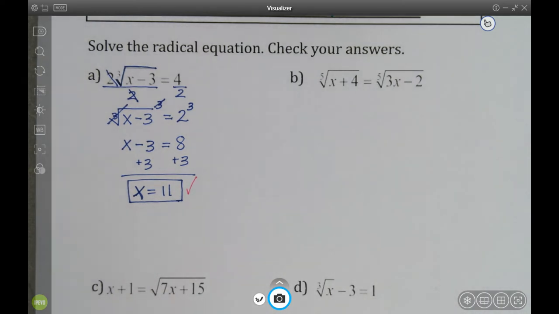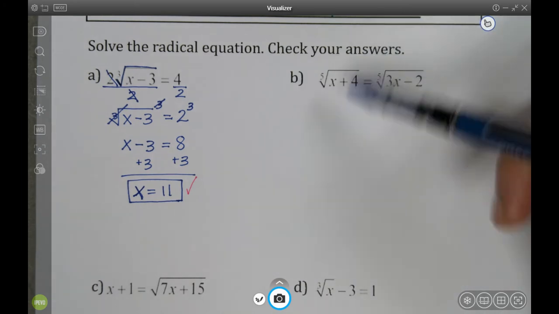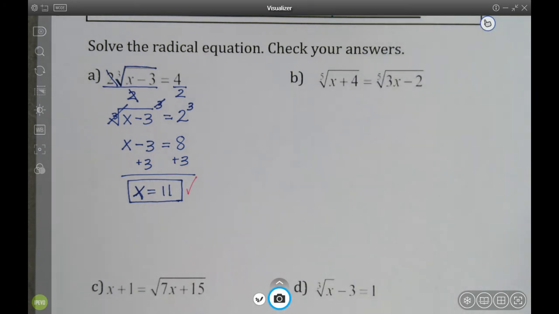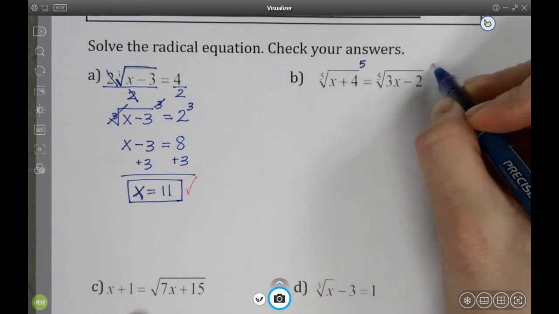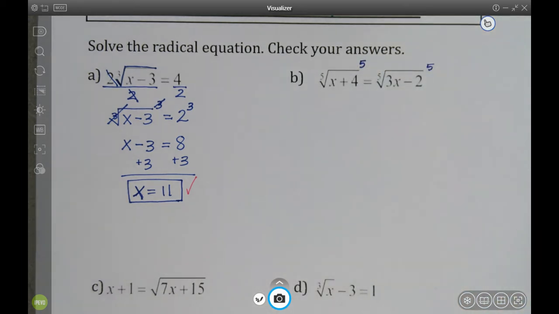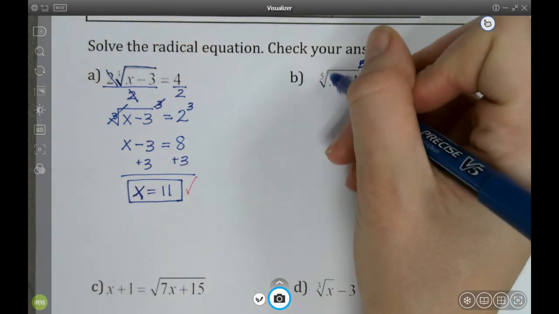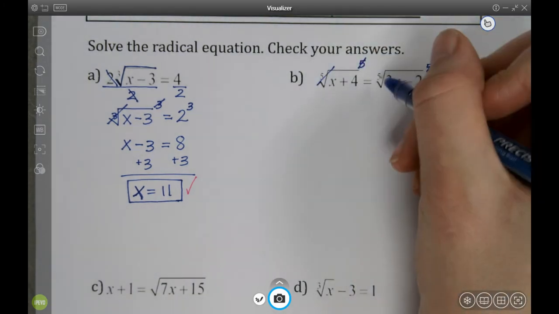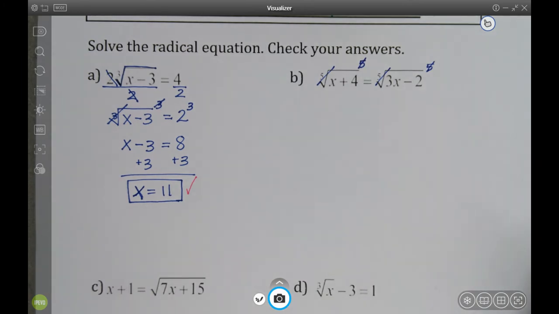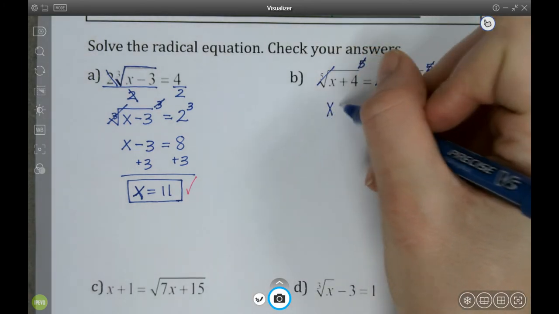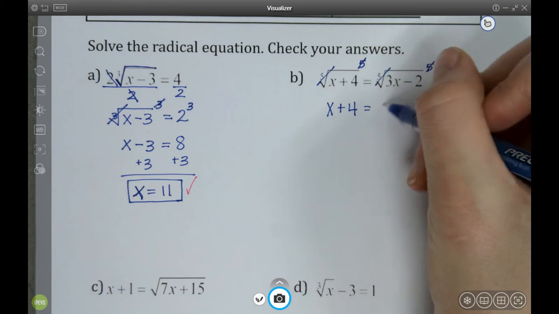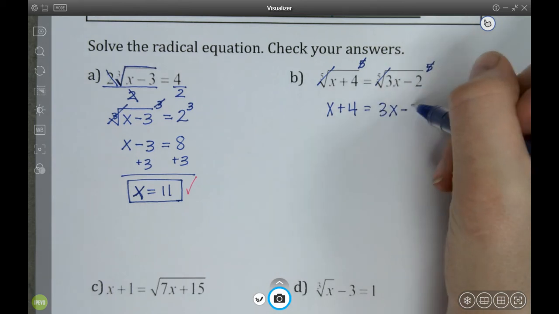I'll show you what's going to happen on part C, but for right here, we're going to do this one. All right? So what do I do? Raise it to the 5th power on both sides of the equation because my radicals are already by themselves. So the 5th and the 5th root cancel out on both sides. You get x plus 4 equals 3x minus 2.